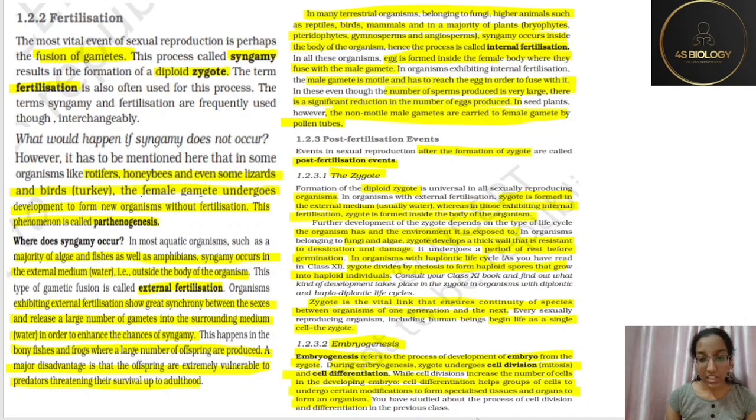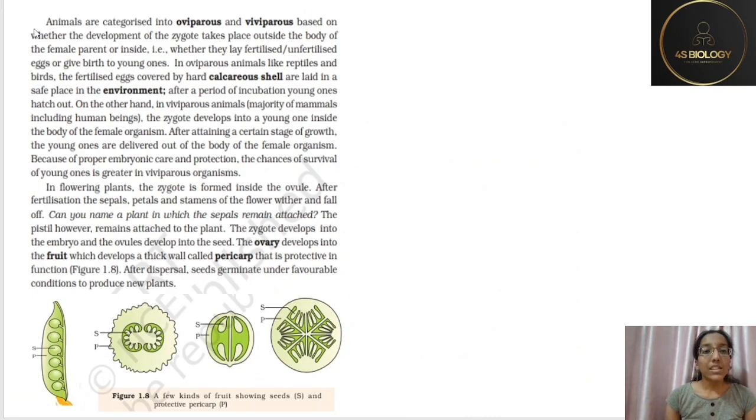Okay, you have studied about the process of cell division and differentiation in previous classes. Animals are categorized into oviparous and viviparous, depending on whether the development of zygote takes place outside the body of the female parent or inside, that is, whether they lay a fertilized or unfertilized egg or give birth to young ones. In oviparous animals like reptiles and birds, the fertilized eggs covered by hard calcareous shells are laid in a safe place in the environment. After a period of incubation, young ones hatch out. So, animals can be oviparous or viviparous.